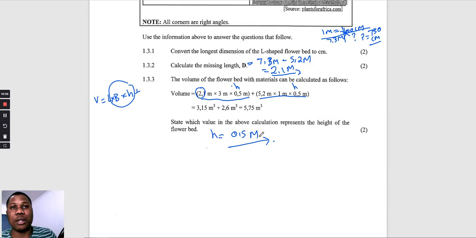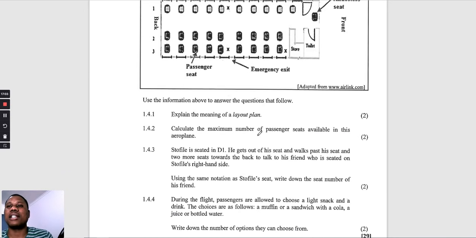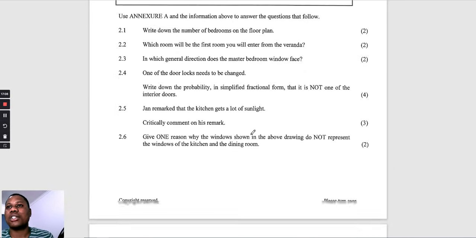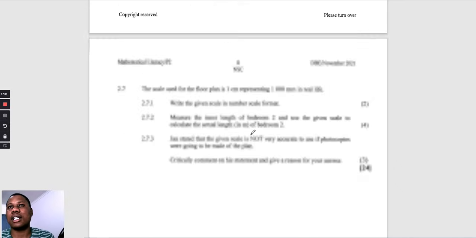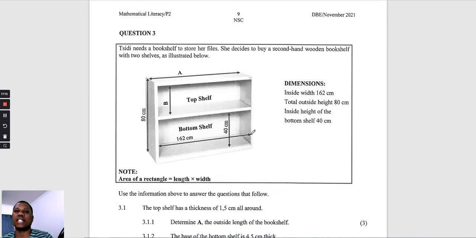Okay, we move on. Then when we look at 1.4, it is not part of the measurements, so we're going to skip it. 2.1 again, we skip it. We need anything that talks about measurement. Here is question number 3 that speaks about measurement.